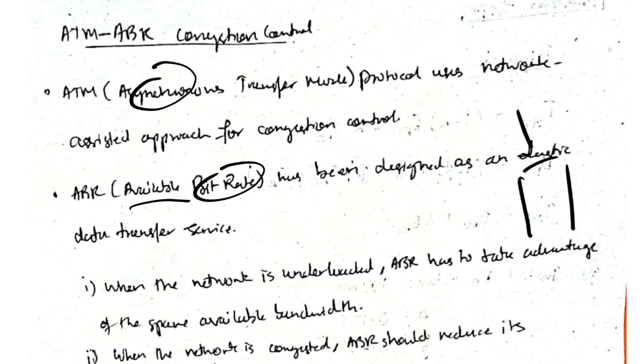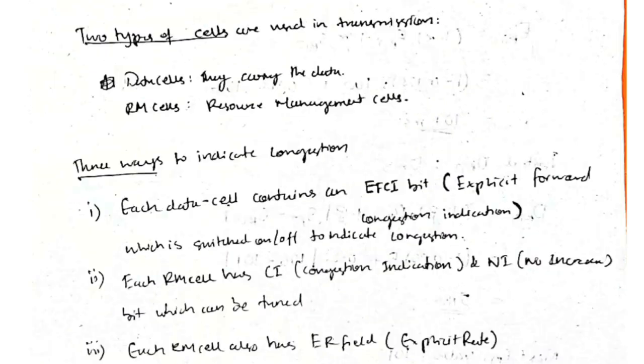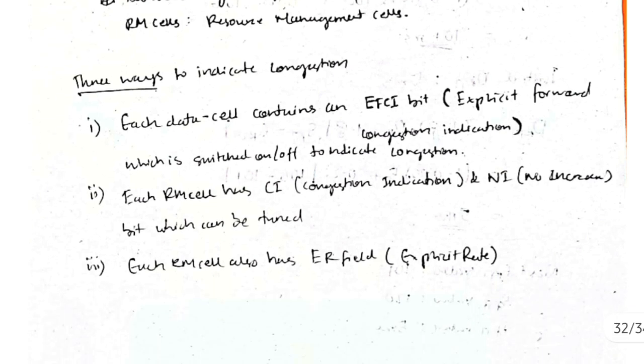If there is a congestion, it will reduce the bitrate. If there is free space, that will be utilized. So these are the two ways, ATM and ABR congestion control. In that we have two types of cells: data cells for transferring data, and RM, meaning resource management. In these two cells we have some flags which indicate whether there is congestion or not. Based on that the rate will be reduced. So you can go through the ways in which we can utilize the flags.